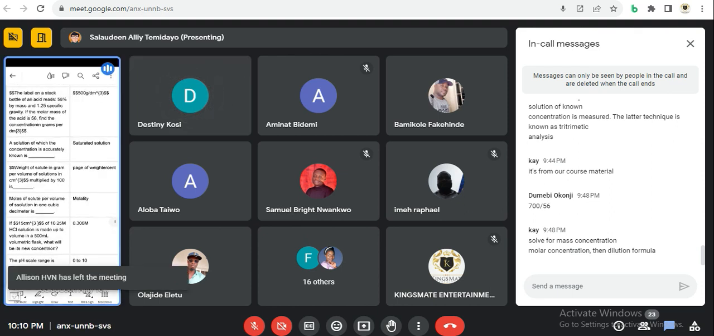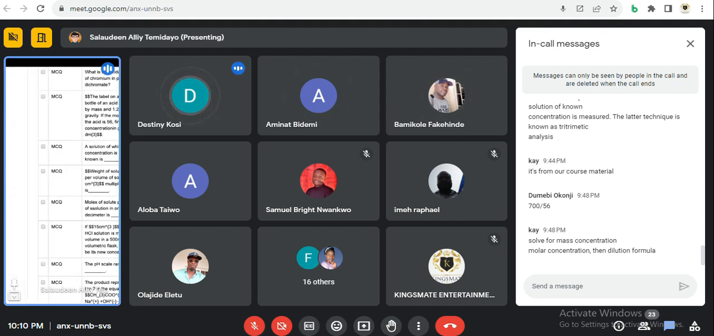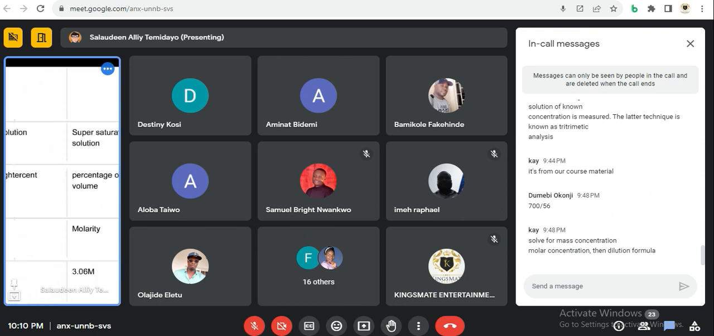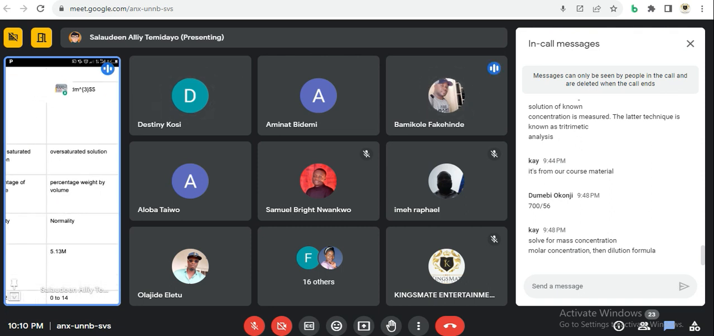Weight of solute in grams per volume, that is grams per dm cube of solution, in cm cube, multiplied by 100. That's percentage weight over volume. This is the question: weight of solute in grams per volume of concentration, that is grams per cm cube multiplied by 100. So it is percentage weight per volume, or by volume.